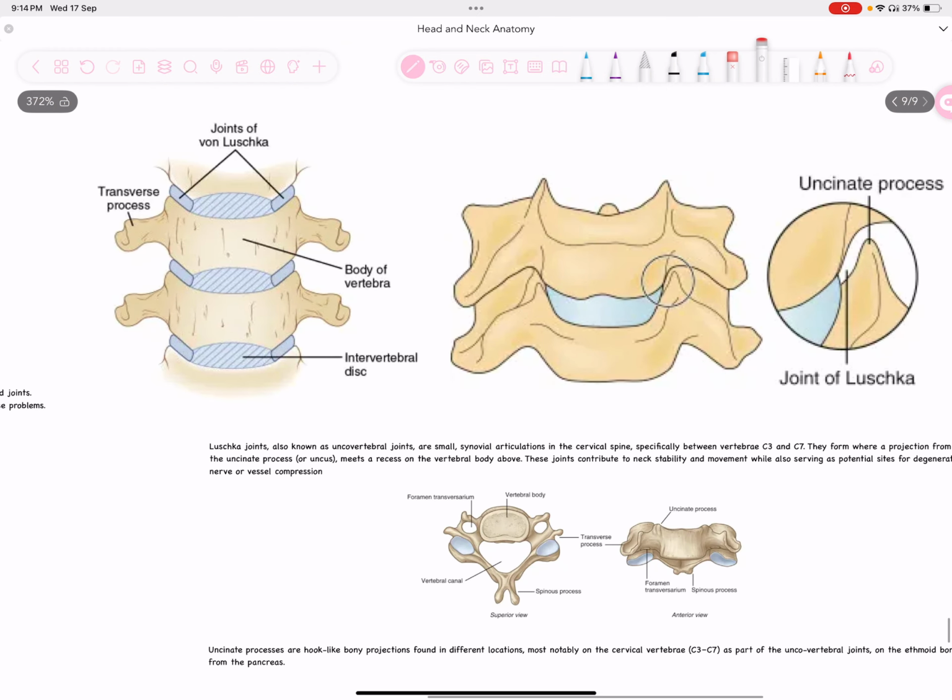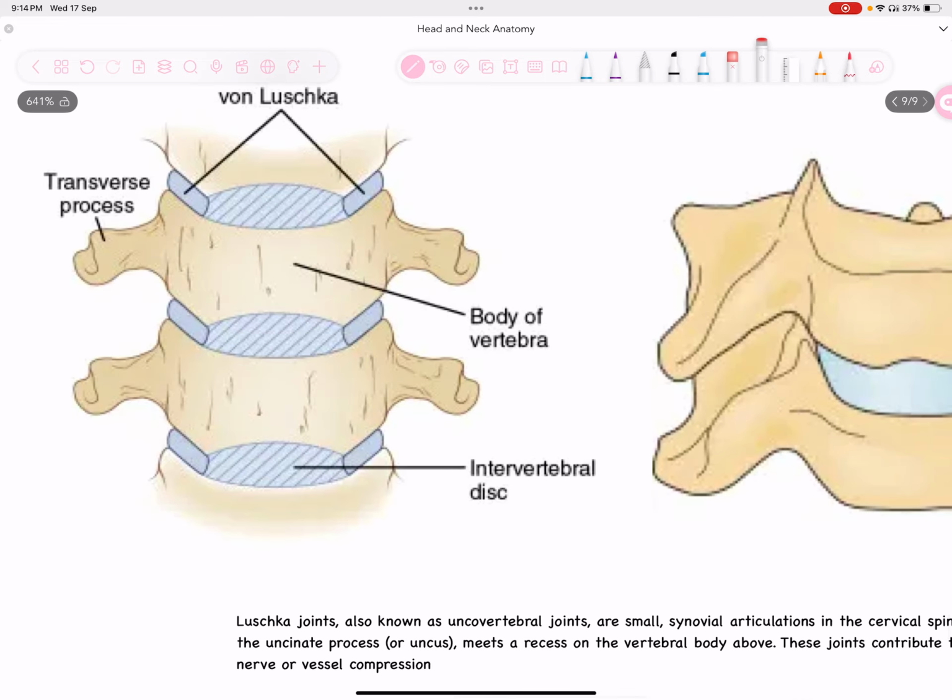Now, what's a Luschka joint? Let's get back to the point. So here you can see this is the intervertebral disc, but at the side there's no intervertebral disc. So what's keeping the vertebrae together? That's the Luschka joint. So Luschka joint is the joint in the lateral part of the adjacent bodies of the cervical vertebrae.